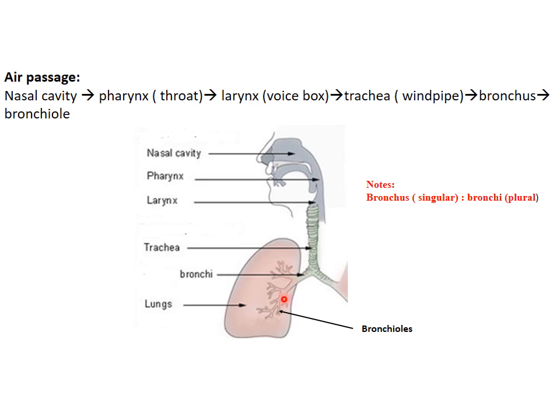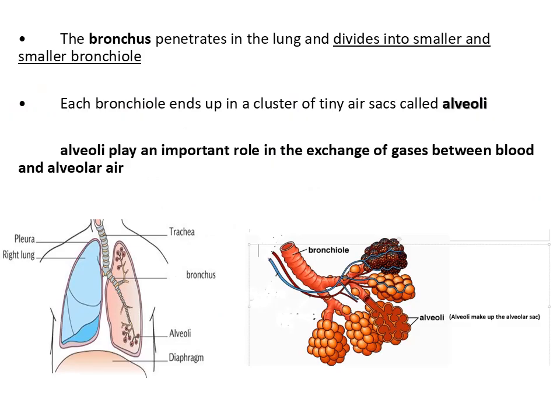And what do we have at the end of the bronchiole? At the end of the bronchiole, we have tiny air sacs called the alveoli. So these air sacs are called alveoli. Can you see? They are surrounded by blood. Why do you think alveoli are surrounded by blood? Alveoli are surrounded by blood to allow the gas exchange.